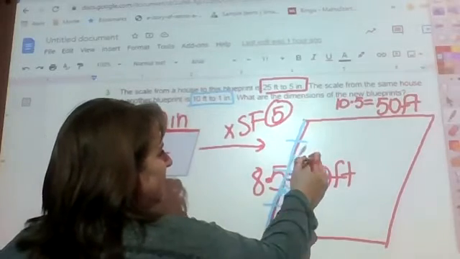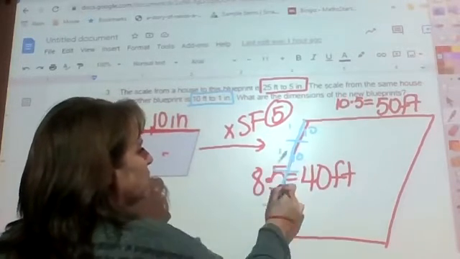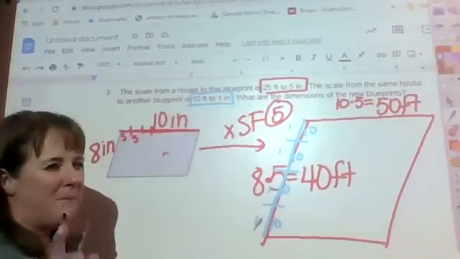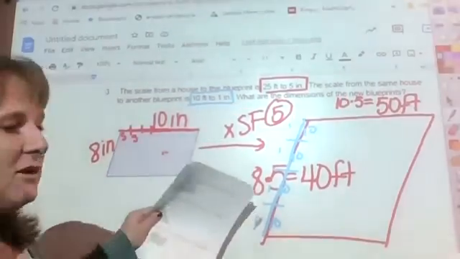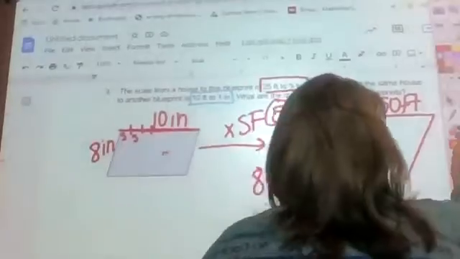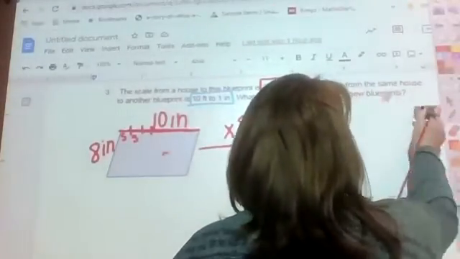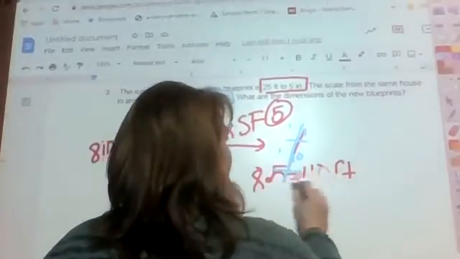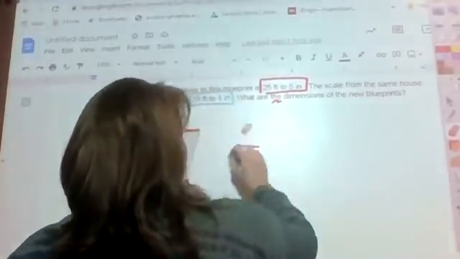10 feet, 10 feet, 10 feet, 10 feet, and each one is 1 inch. So I bet you can imagine what my new scale drawing is going to look like, right? But I want to walk you through how to do this mathematically as well.